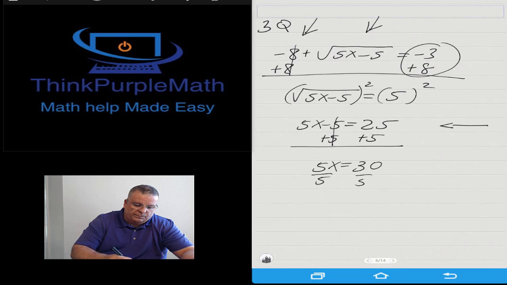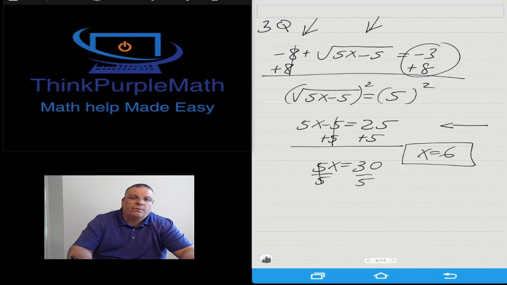Divide by 5. X is equal to positive 6. Final answer.